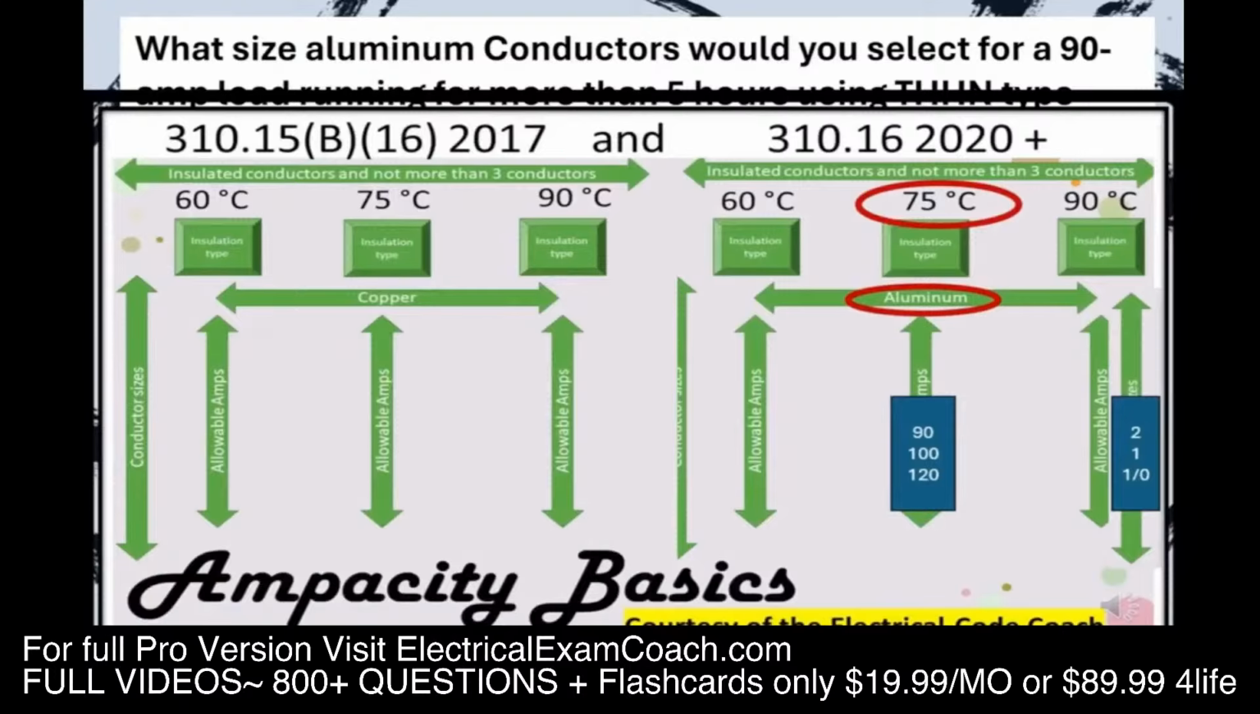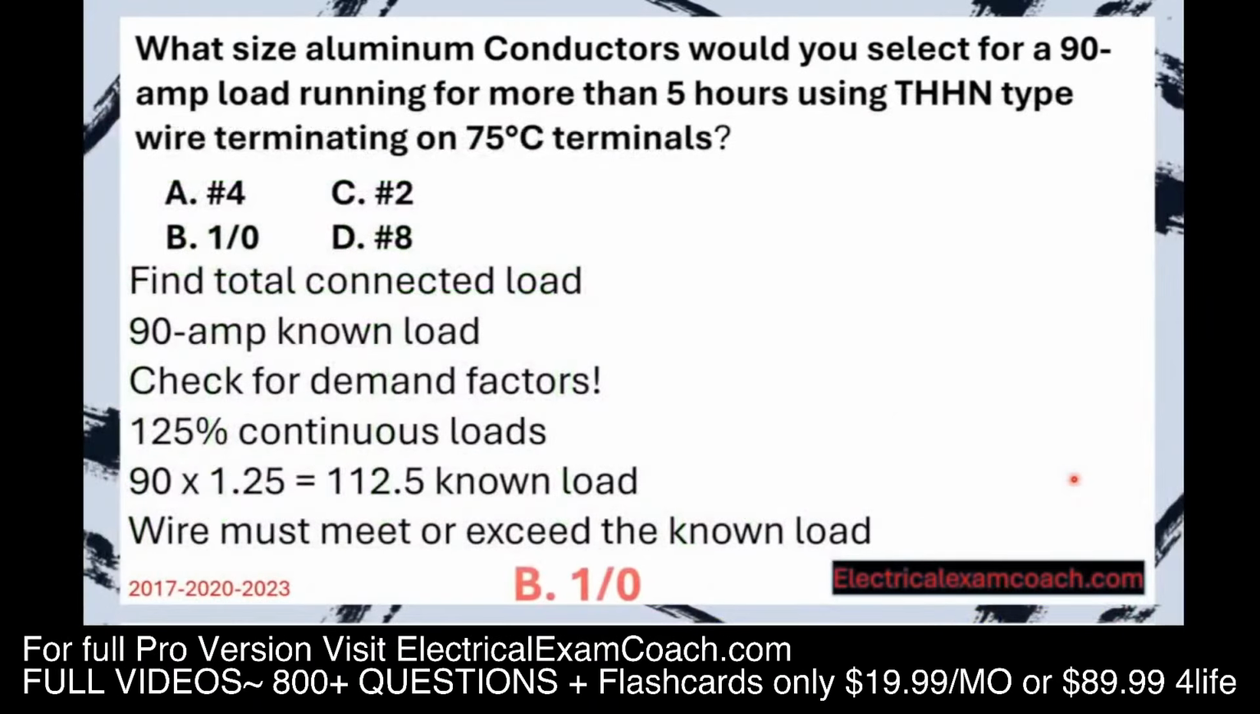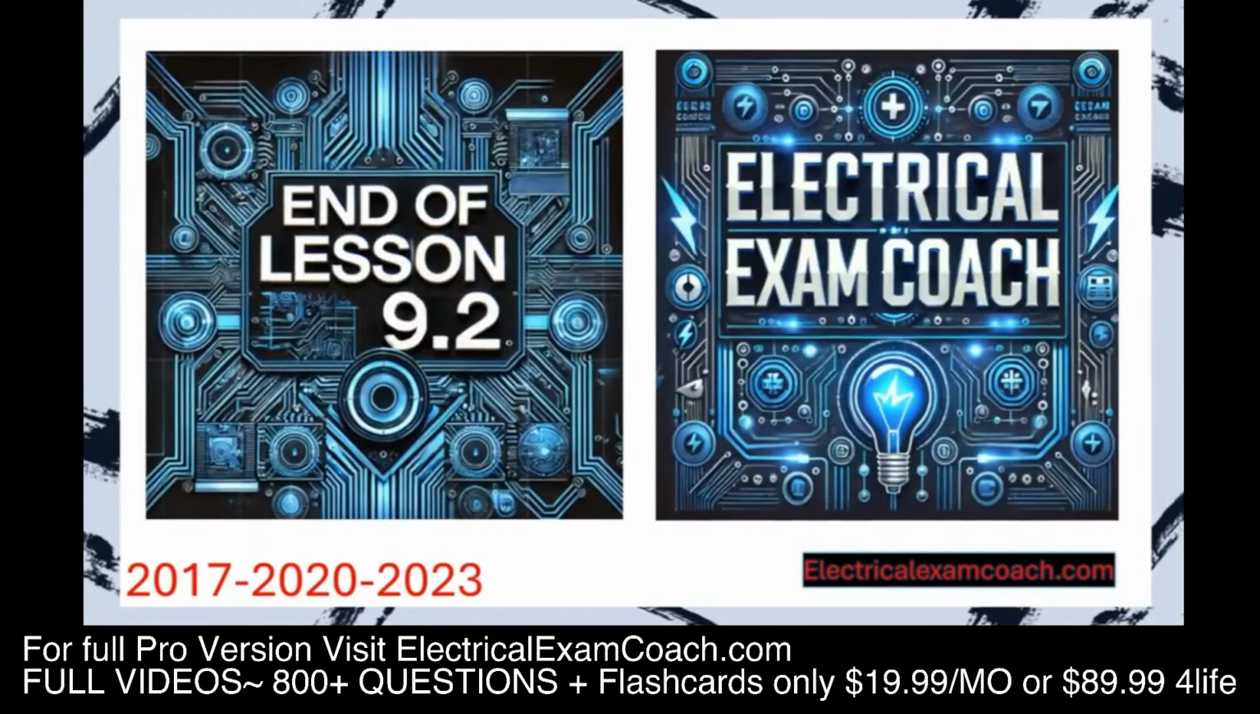We head to our primary ampacity table, but this time we have to be careful because they are wanting aluminum conductors. So we're actually going to start on the right-hand side of this table. We're in the 75 degree C column. We come down and we find a wire that meets or exceeds the known load, and we find out that it needs to be a 1/0. That's the end of lesson 9.2.